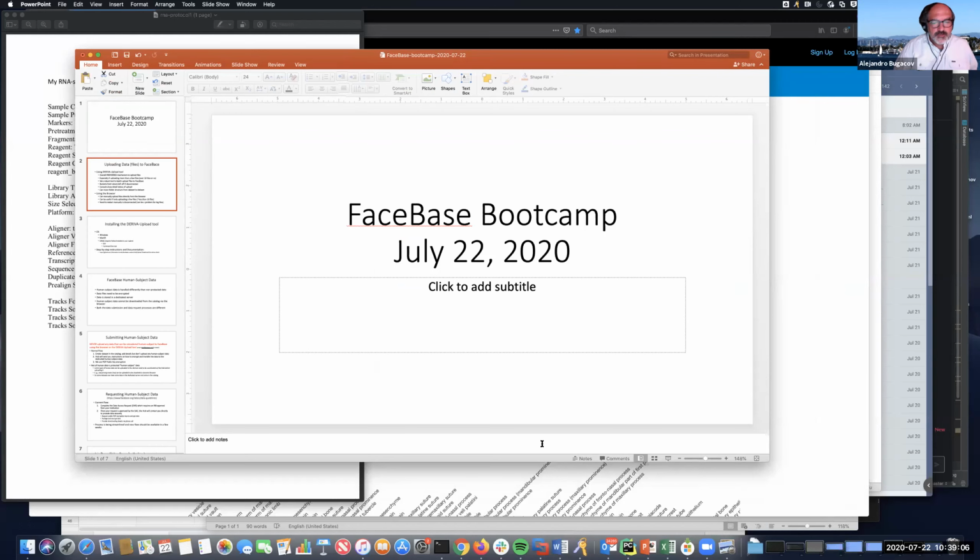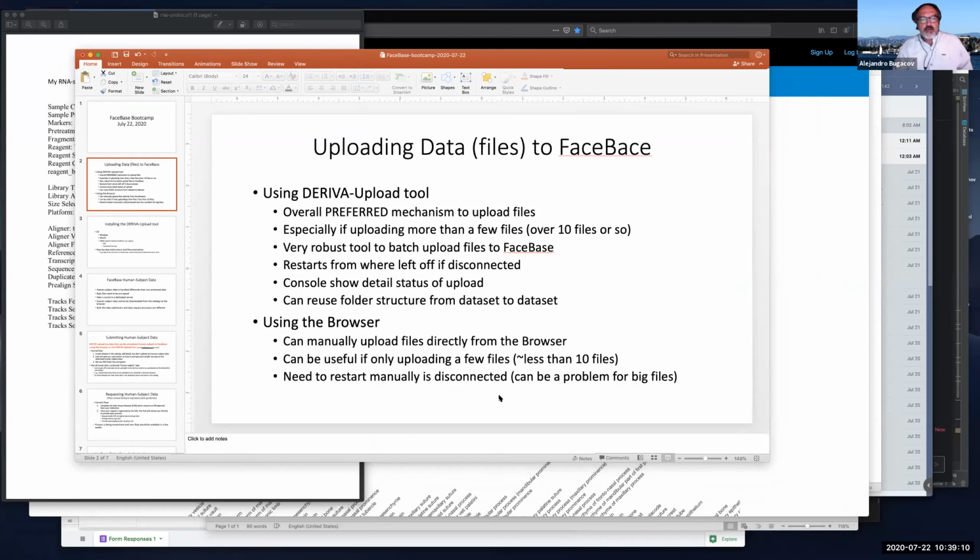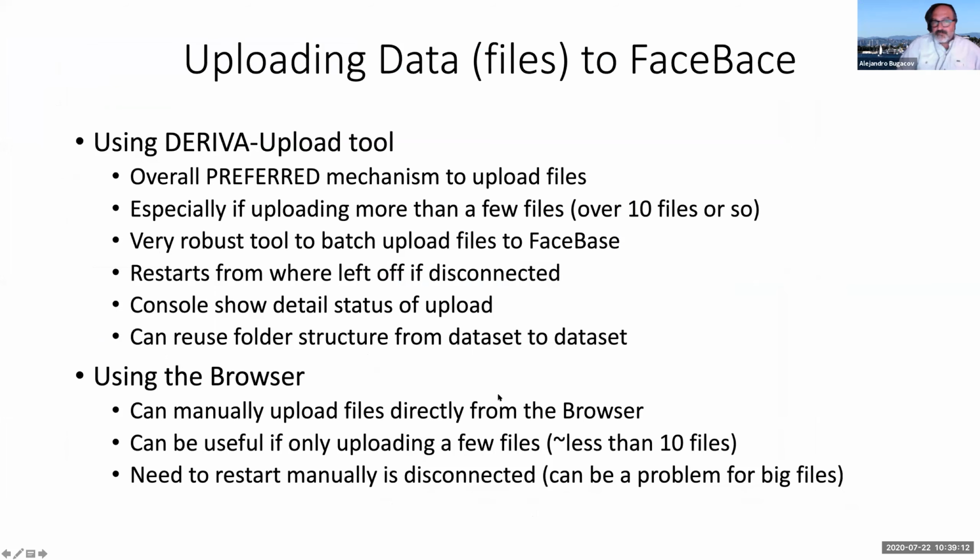So I will talk about the mechanisms we have for uploading data. When we talk about data, we say files to FaceBase. We basically have two main mechanisms to upload data to FaceBase. One is using what we call the DERIVA-Upload tool. DERIVA is the name of our suite of tools that we develop.